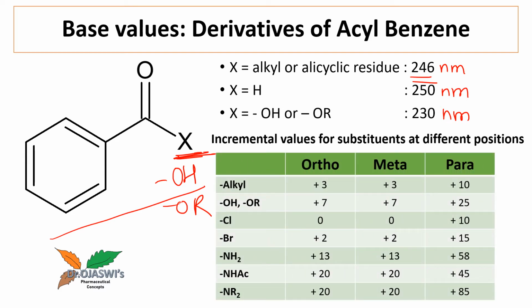So whether the substitution is present at ortho position, meta position or para position, and what that substitution exactly is, whether it is hydroxy group, alkyl group, any halogen or amino group, based on that we have different incremental values. Let us see a few very simple examples.